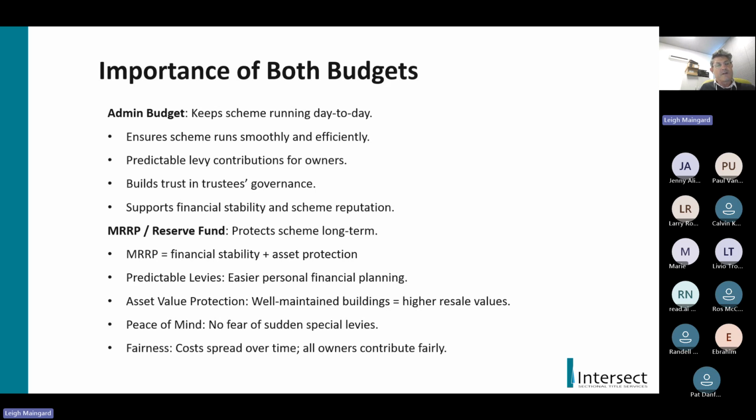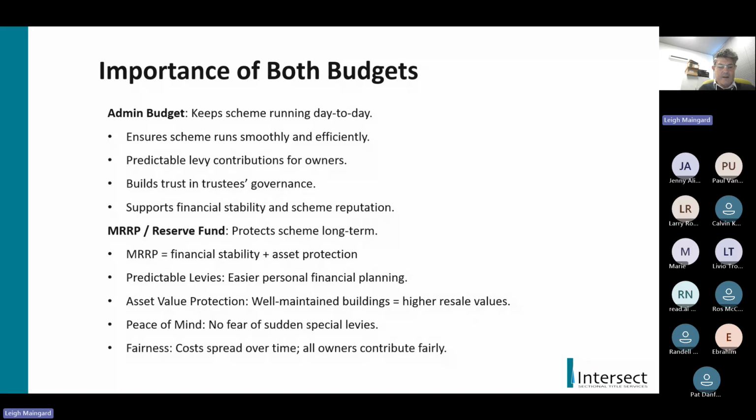And it also gives the trustees and the owners the foresight of what they need to contribute going forward to cover the 10-year maintenance that they're planning for. Asset value protection, we've mentioned that it gives rise to higher resale values, peace of mind. There's no sudden special levies that need to be raised to attend to any maintenance that needs to be done. And the fairness of the levy, that it's spread over time and all owners contribute fairly towards that expense.